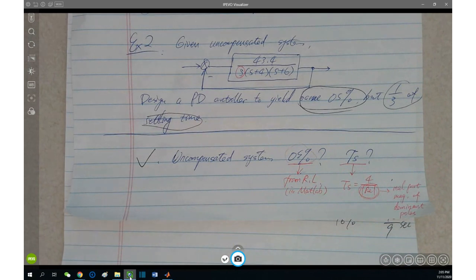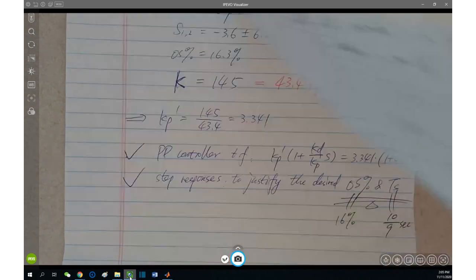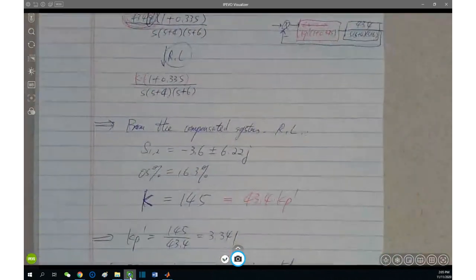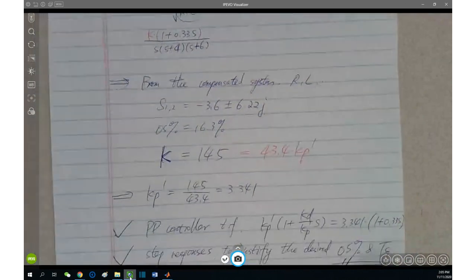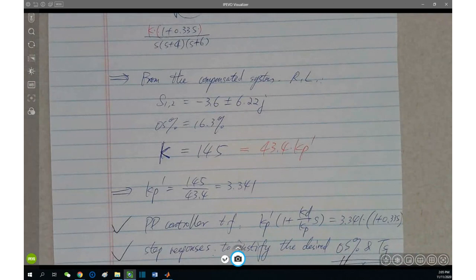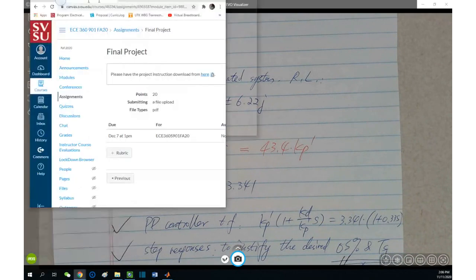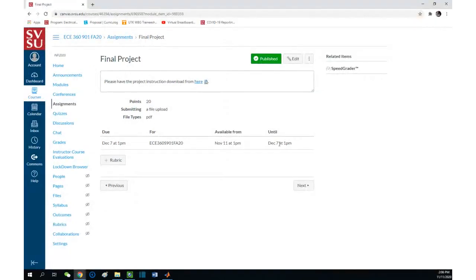Due to the time limit, we stop this discussion here. For exam 3, everything should be enough. All the knowledge has been instructed. However, we have a project assigned today, one hour ago, actually. This project is due by December 7th, 1 p.m. Once again, remember, this is a computer system. 1 p.m. is 1 p.m. If you are late by 1 minute, you won't be able to submit anymore. Be very careful. So December 7th is the due date.